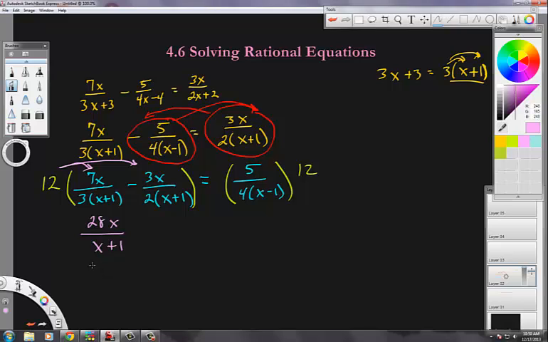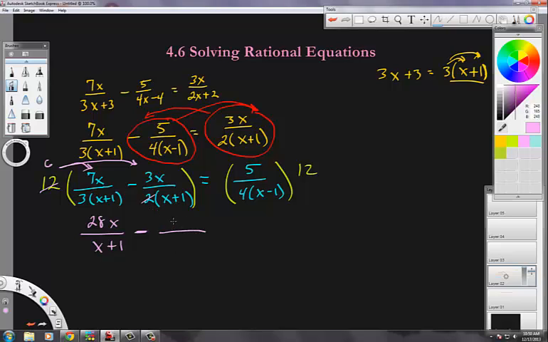X plus 1. All right, now let's do this again. Here's my minus sign. That's that minus sign right there. 12 times this. This 2 is going to cancel this 12, leaving me a 6. Okay, now I go ahead and leave that there because I don't have to mess with this 12 anymore.